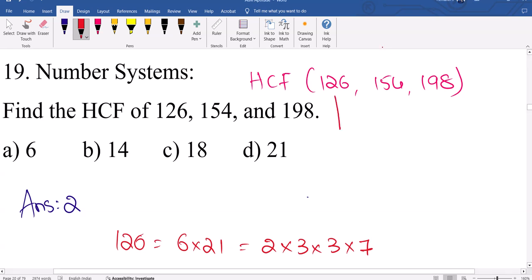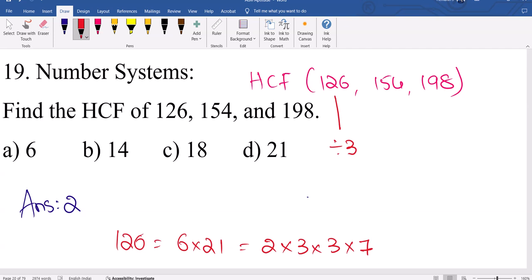126, what is sum of digits? 126 sum of digits is 9. Okay. Means this is divisible by 3. Or it's a 3 multiple. 154 sum of digits is again problem. There we don't get 3 also. So answer 3 multiple also not correct. This is not divisible by 3.